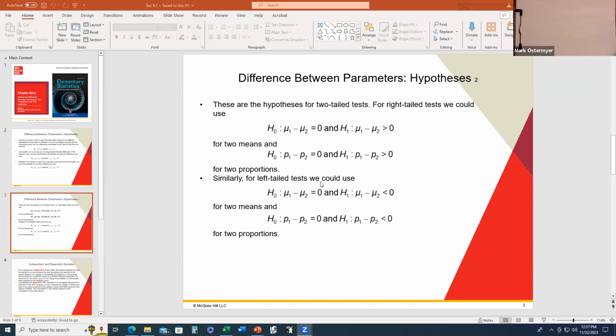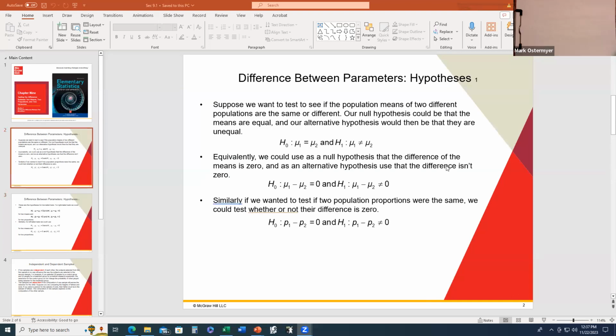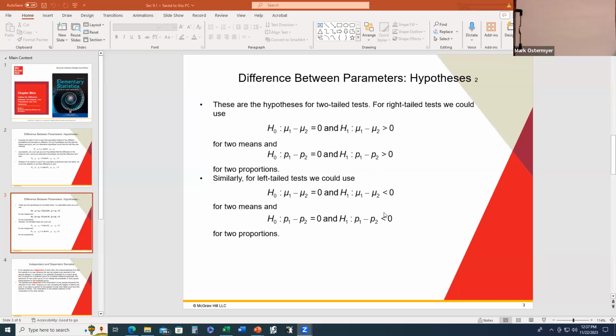So notice, just like when we're testing one proportion or one mean, we always have the equal sign for our null hypothesis statement. And the symbols for our alternative statement, again, are going to be not equal to, greater than, or strictly less than. So there's really no difference as far as the symbols of our hypotheses are considered.